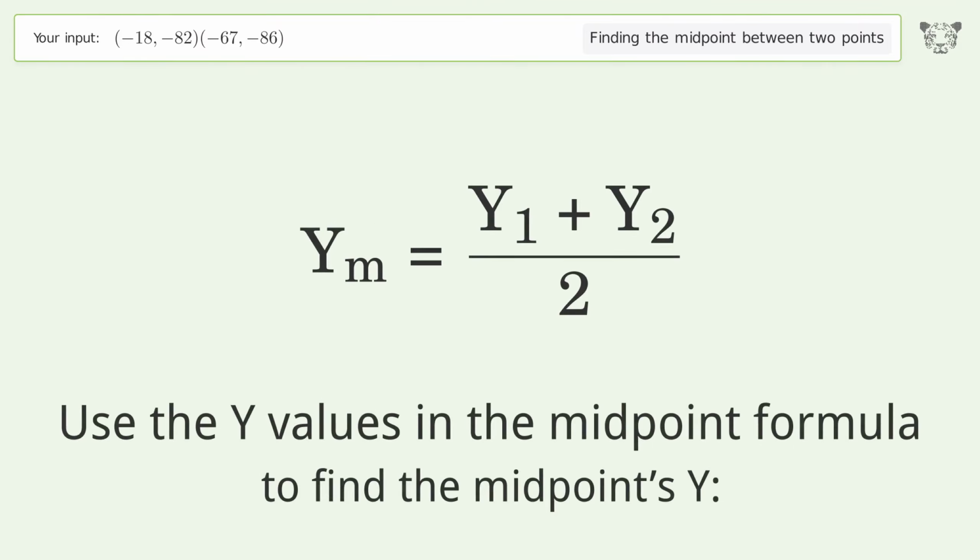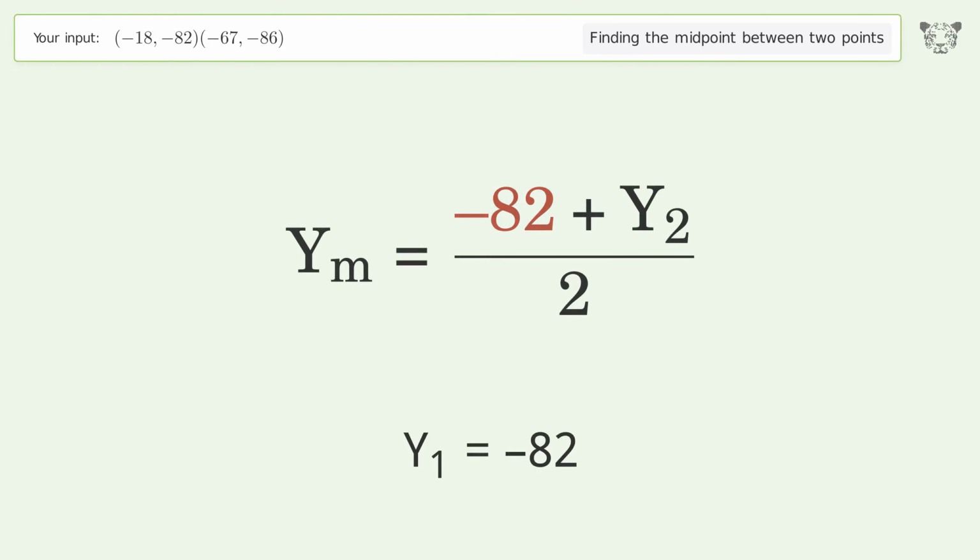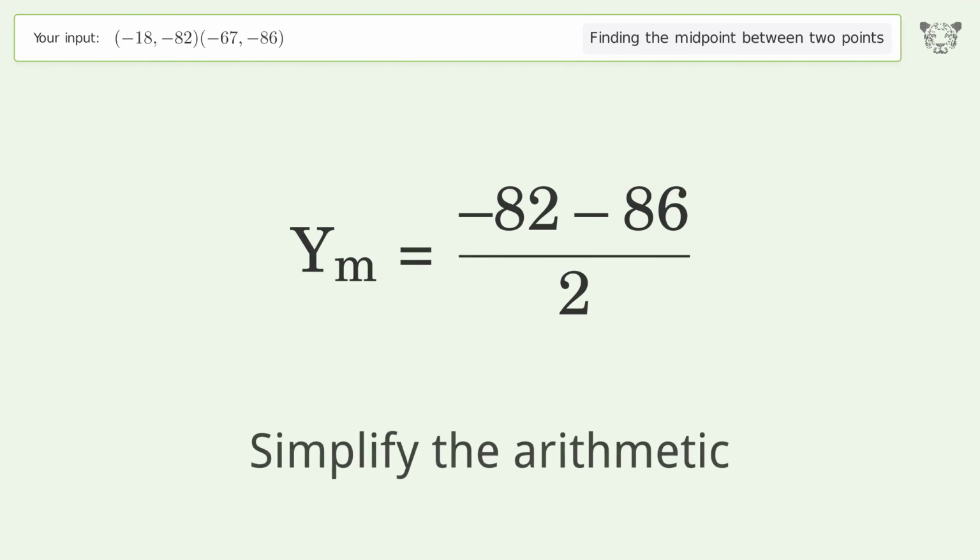Use the y values in the midpoint formula to find the midpoints y. y1 equals -82. y2 equals -86. Simplify the arithmetic.